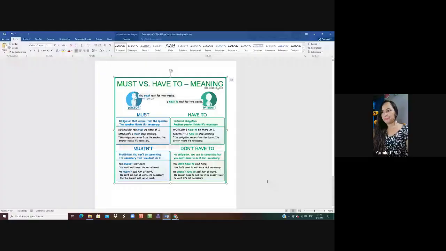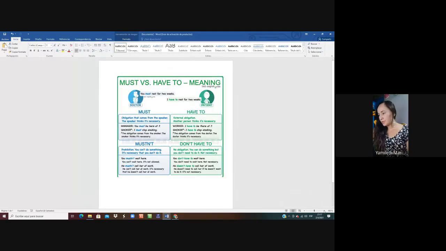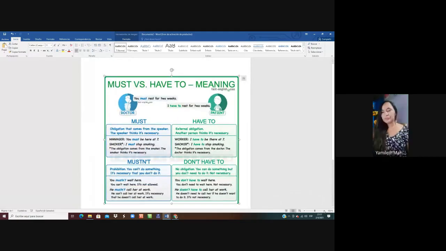Let me see. Here we have must versus have to, meaning. I have here a short explanation about this important content. Well, we have the doctor and the patient. The doctor says, you must rest for 2 weeks. The patient says, I have to rest for 2 weeks.